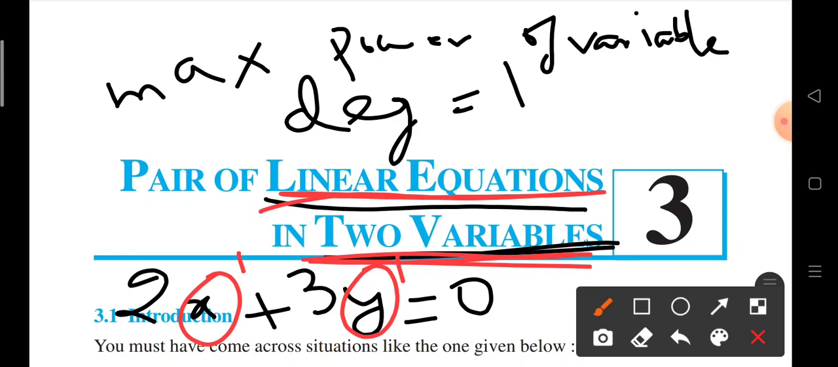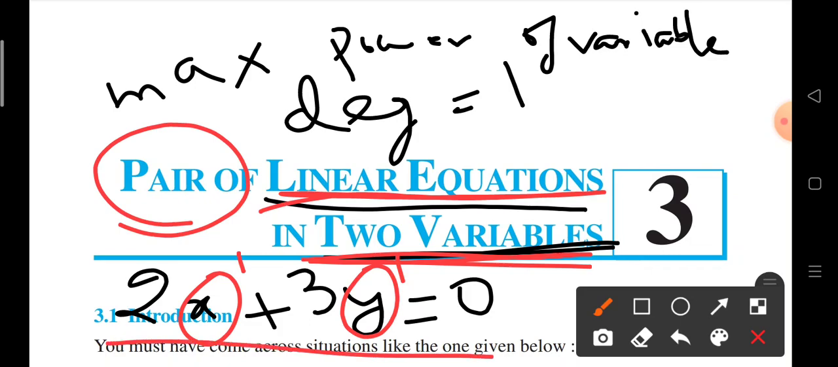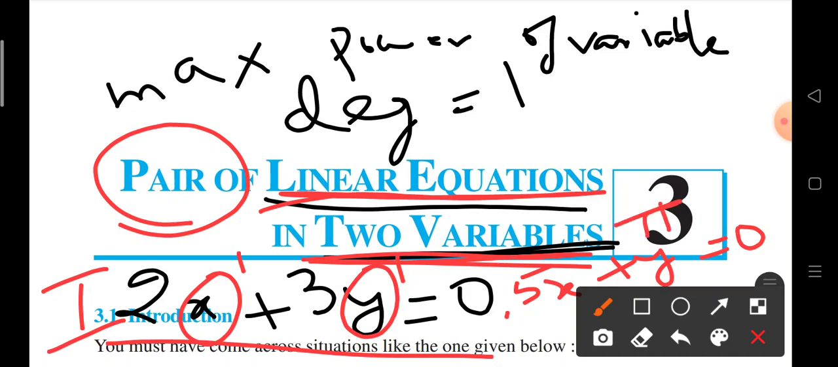So it is a linear equation with two variables. Now a pair of linear equations means we have a pair of equations. This is one equation, and the other one we take as 5x plus y is equal to 0. Now it becomes a pair of linear equations, in which we have equation number 1 as this and equation number 2 as this. So let us discuss how a pair of linear equations in two variables is solved and how they are related, meaning whether they have a common solution or they don't have any common solution.